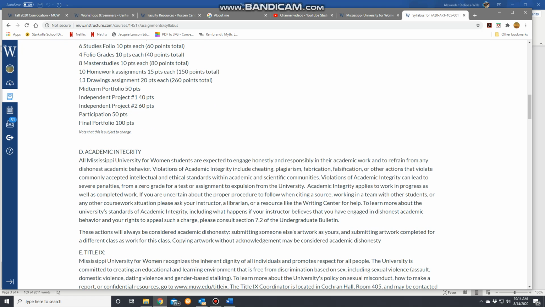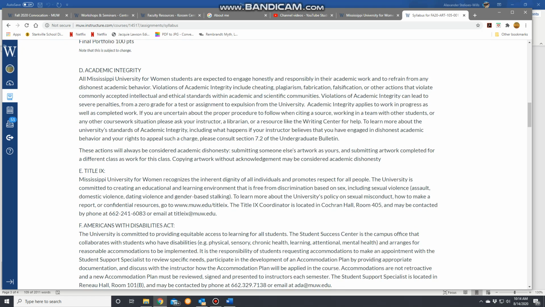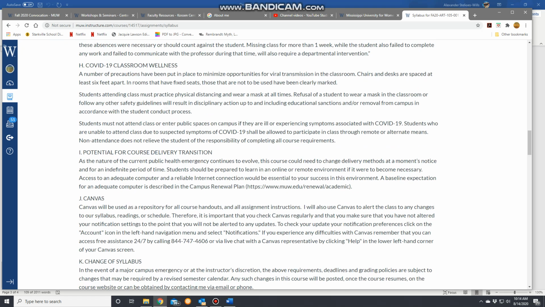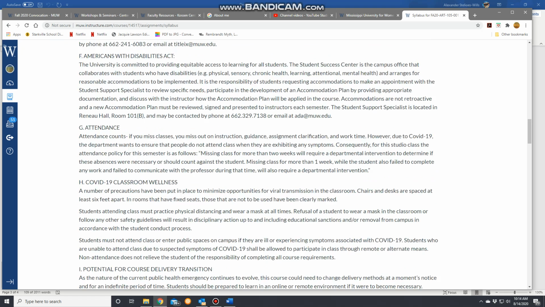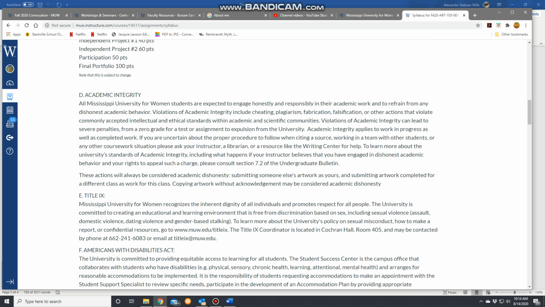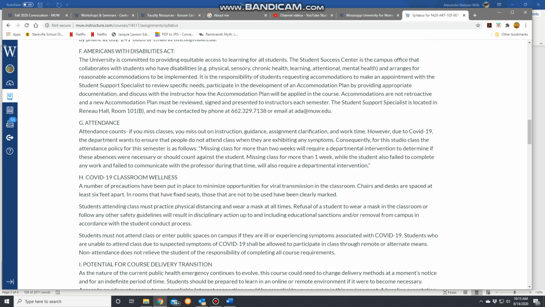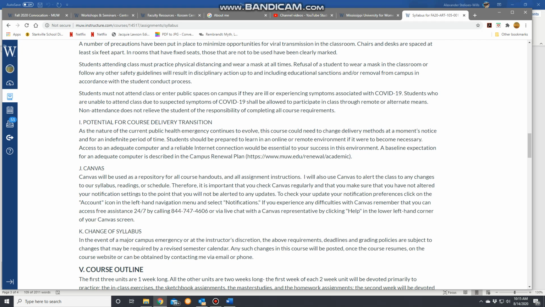So for the two classes, for design and drawing, I want to talk about these sections D all the way through K, although not really talking about attendance that much since we covered that in the last lecture. And so the first thing I want to say, like from academic integrity, Title IX, Americans with Disabilities Act, right? And then the COVID related ones, as well as the Canvas and change of syllabus statements.